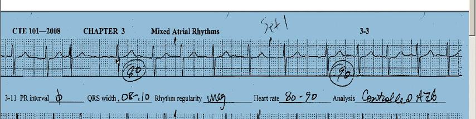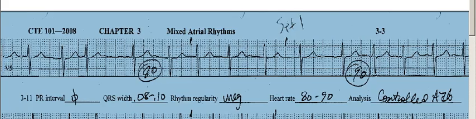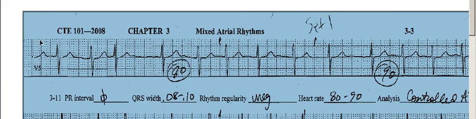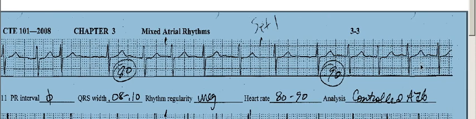QRS width is easy to measure from the beginning of that to the end of that, and that gives me about an 8 or 10. Rhythm's irregular. Heart rate, you need to take two 6-second strips. Start over here at the beginning of the strip, count your 30 boxes, and then just count R waves. 1, 2, 3, 4, 6, 7, and 8. And then go again to the other end of the strip and count backwards, and this is 1, 2, 3, 4, 5, 6, 7, 8, 9. So my rate is 80 to 90.